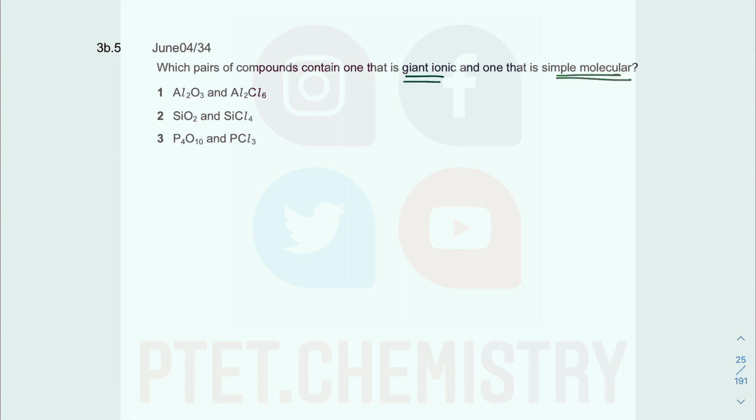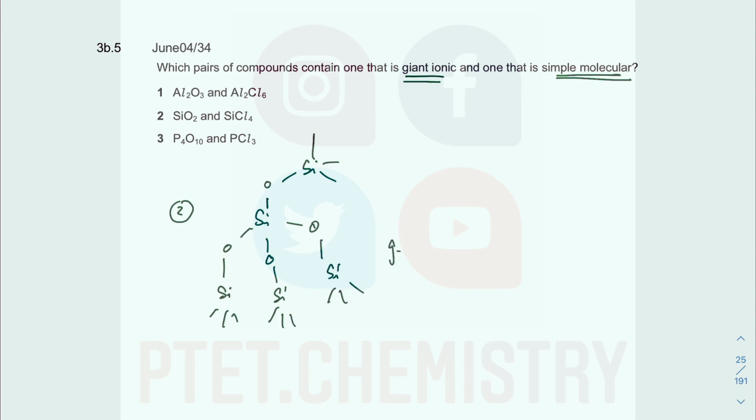So if I look at number 2, SiO2 is basically something you have done in O-level. Each silicon is bonded to 4 oxygen, tetrahedral, 109 degrees. Each oxygen is bonded to 2 silicon with 2 lone pairs and 2 bond pairs, just like water, so there's 104 or 104.5 degrees. So it's a giant molecular lattice. It's not giant ionic, it's not simple molecular. I can cross out 2. And if number 2 is wrong, there can only be one answer.